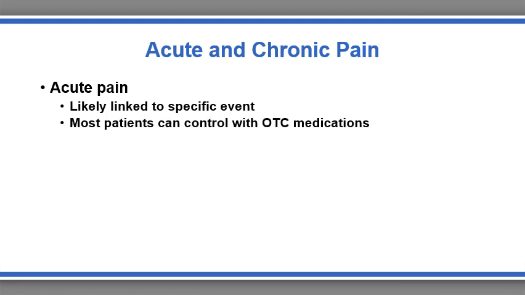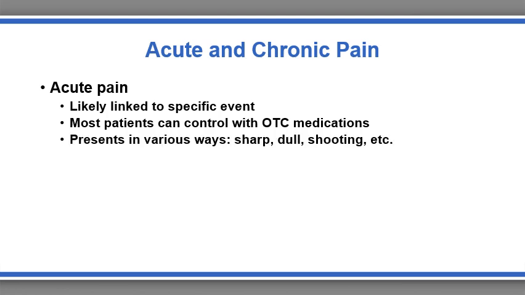Most patients can control this with over-the-counter medications, and we'll be discussing over-the-counter medications in here that are commonly used to treat and deal with acute pain. This presents in various ways. Sharp and shooting are typical ways that acute pain presents. We do have dull up here. Dull is usually associated with chronic pain, but sometimes people's pain experience can vary widely.